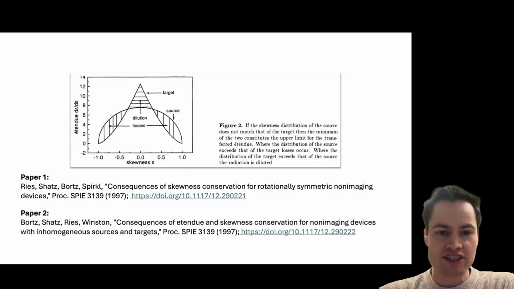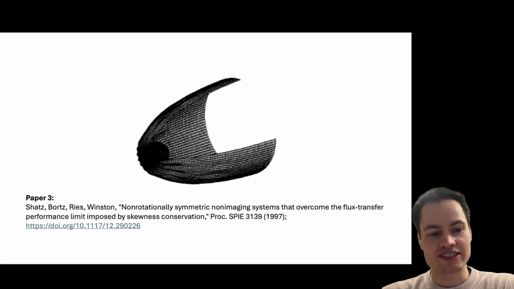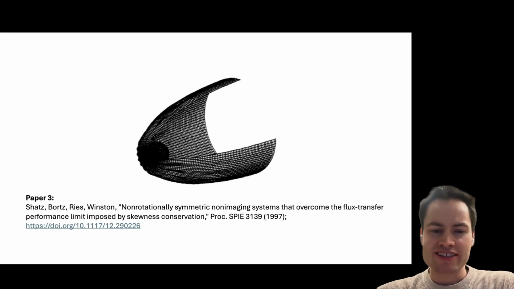And not only that, but they presented a third paper where they show that if we relax the requirements a little bit and say that our optics does not need to be rotationally symmetric, then it's possible to go beyond these limitations of skewness distribution and achieve higher efficiency. So I find this kind of fascinating that posing a simple challenge can lead to completely new ways of seeing something in the field.